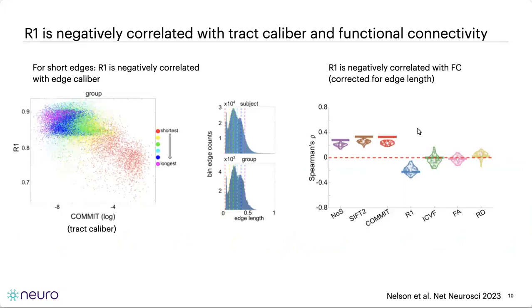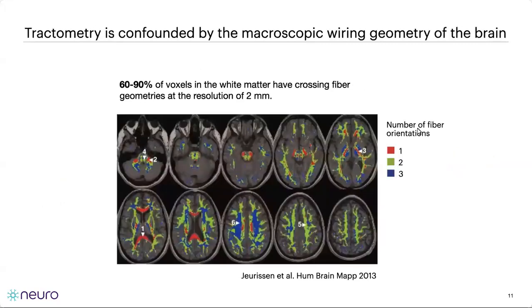And you'll see that for the short caliber connections, which are shown here in red, the R1 is inversely correlated with edge caliber. It's kind of interesting, not necessarily what we'd expected at first. And we can also see that once you correct for edge length, R1 is negatively correlated with functional connectivity. Again, not necessarily what we would have expected, but this has been replicated by at least 2 other groups. So the major interesting results. Take it all with a grain of salt, okay?